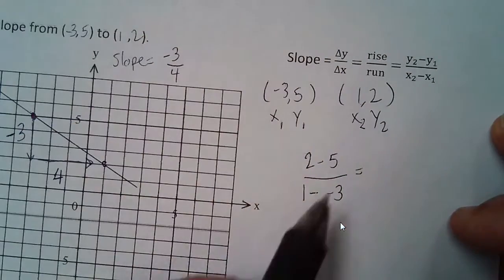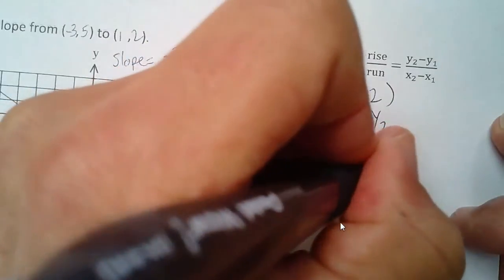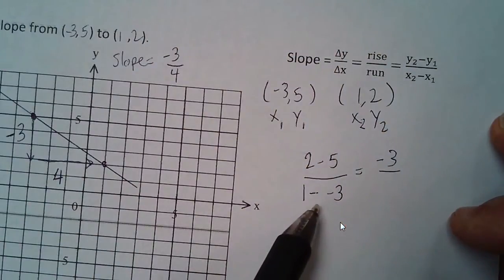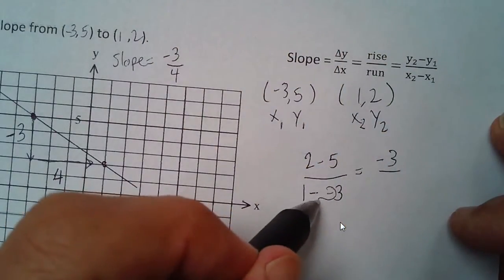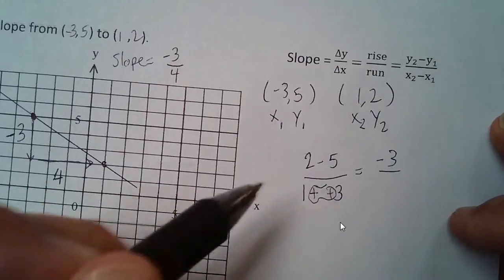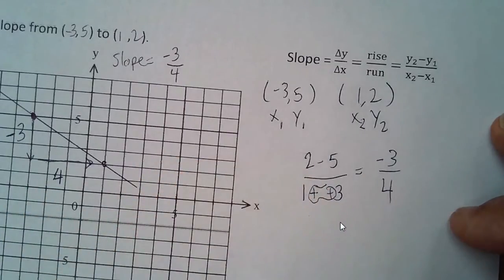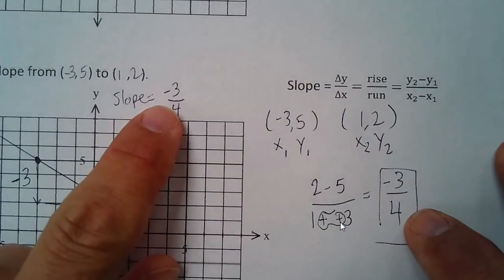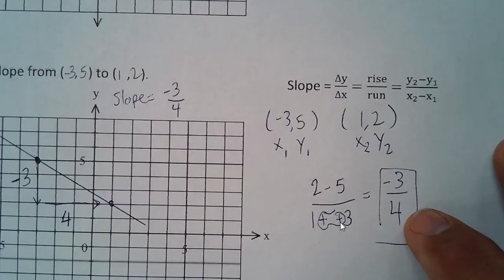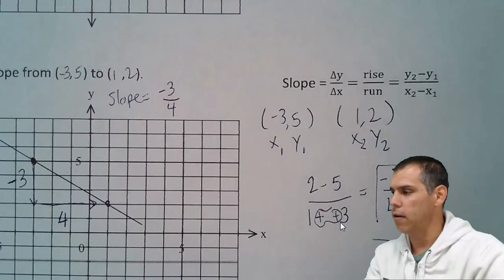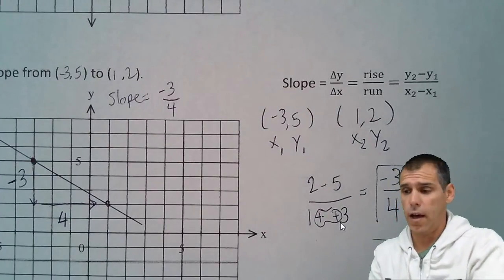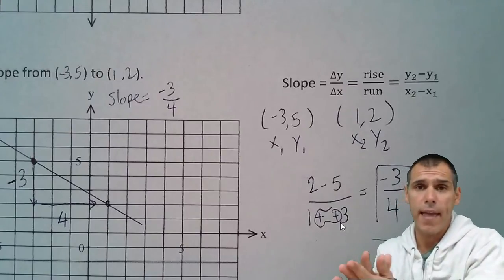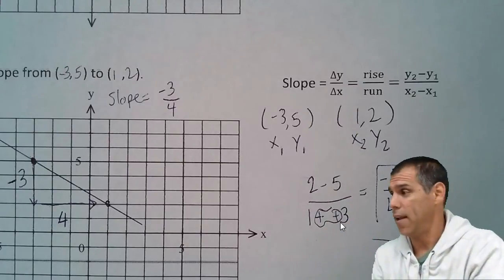And 2 minus 5 is -3. And 1 minus -3, well, if you remember positive peanut on that, that's actually 4. And see, now we get the same answer here as we got here. And that's what you got to know about graphing and finding slope from graph and from points. And I hope this was helpful.